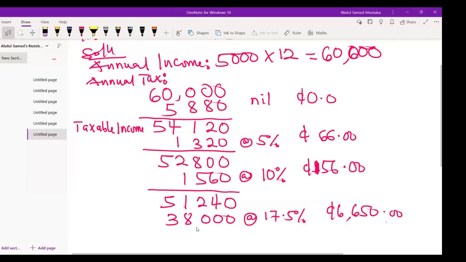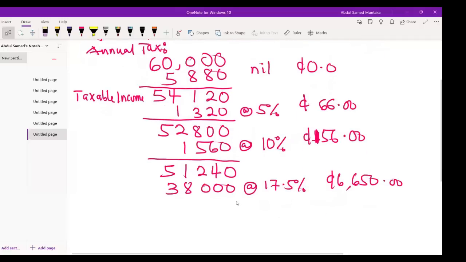Now we will subtract the 38,000 from the 51,240. And that will give us 13,240. This amount of money, if you look at the schedule you have, will fall in the category of 192,000 at 25%. Because this money is not more than 192,000, we are going to tax it at 25%.